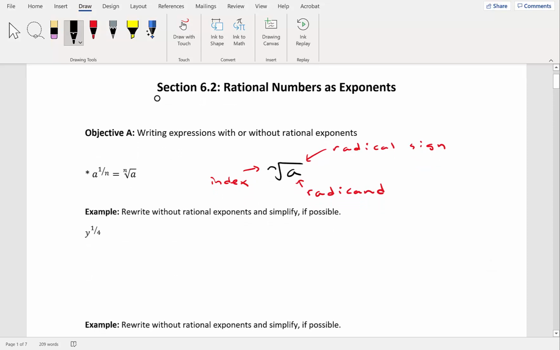Let's take a look at an example. So rewrite without rational exponents and simplify if possible. So we have y raised to the 1/4 power, because we have our radical sign, and now our radicand is y, and our index is the denominator of the fraction. So this would be the 4th root of y. Now 4th root of y, we cannot simplify it. For example, if we had, say, 4th root of y to the 4th, this is something that we could actually simplify. This would become absolute value of y. But since it's just y to the 1st, we cannot simplify that.